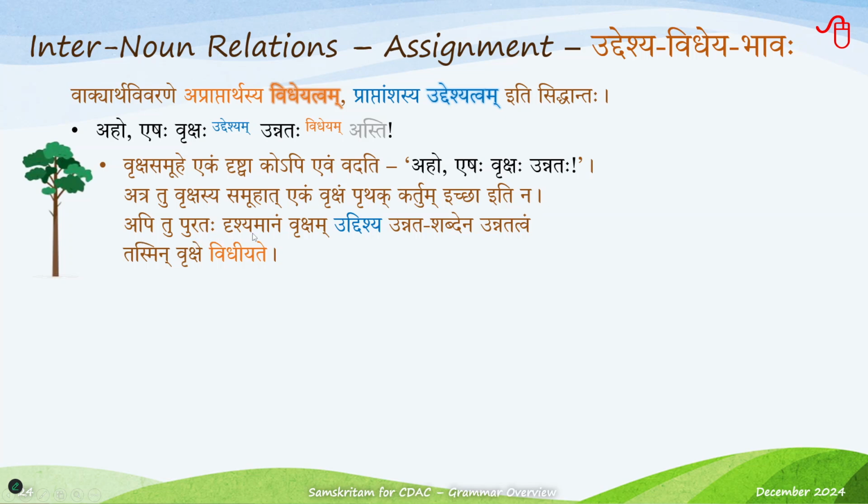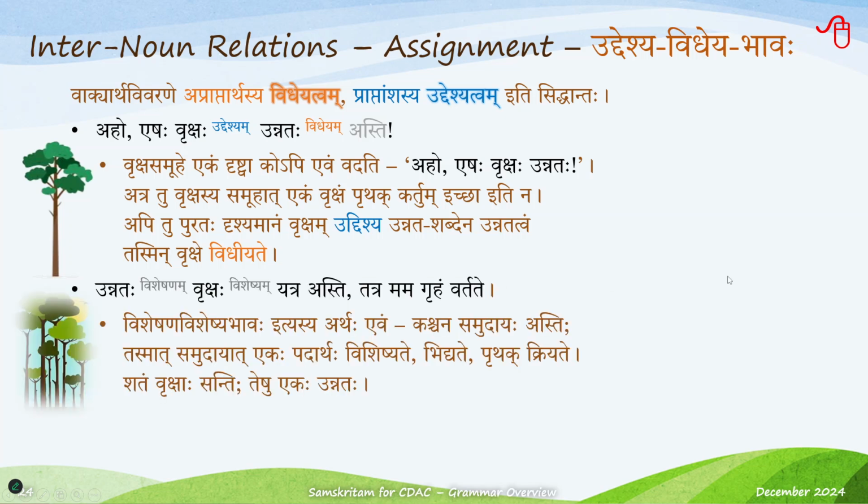अपि तु पुरतः दृश्यमानं वृक्षम् उद्दिश्य उन्नतशब्देन उन्नतत्वं तस्मिन् वृक्षे विधीयते. So the tree that is in front, which is being pointed to, uddishya, indicating with the unnata shabda, unnatatvam, the tallness in that tree, tasmin vrikshe vidhiyate, is assigned. So that's the important difference. I hope you are able to appreciate this uddeshya vidheya bhava. It's very critical in language. Our ancients clearly identified all this and put it down in grammar.